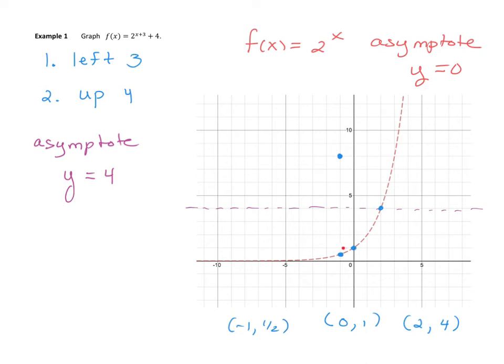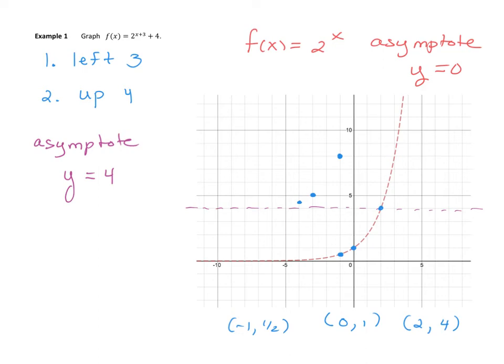Okay, this one, same idea. It goes left 3, 1, 2, 3, and then it goes up 4, 1, 2, 3, 4. That's right here. And this last point, again, goes left 3, 1, 2, 3, and it goes up 4, 1, 2, 3, 4, right about there. And I think that's enough to get a sketch of this new equation.